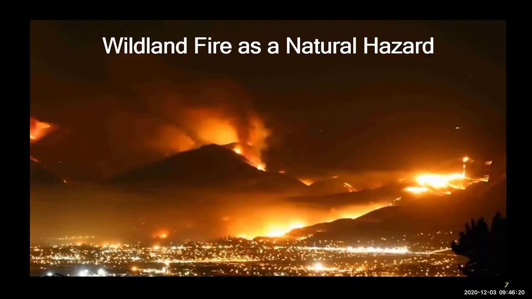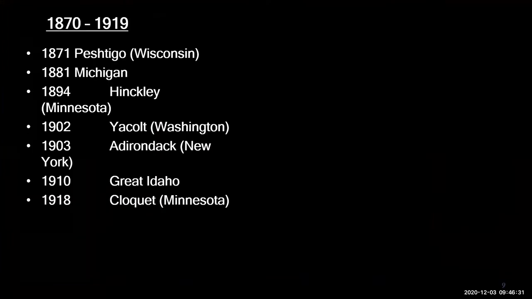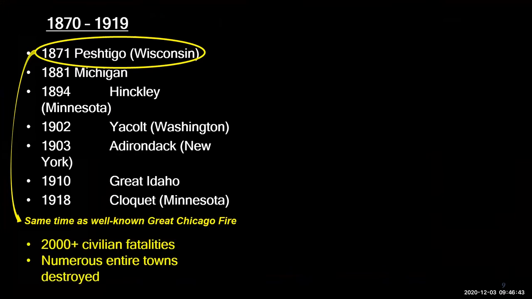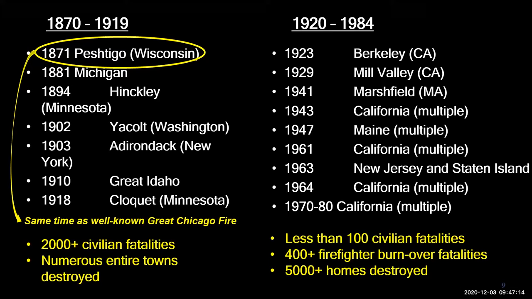So what we're seeing today with regard to wildland urban fire disasters is actually historical. Community destruction during extreme wildfires throughout our history. Let's go back to the 50 years, roughly between 1870 and 1919, and we see in the Lake States primarily fires that not only killed civilians, but eliminated numerous entire towns. And when we look at the Peshtigo fire in 1871, on the order of 1,500 civilian fatalities, it occurred at the same time as the well-known Great Fire. Then after that, for the next roughly 65 years, we're looking at a decrease of large fires and community destruction.